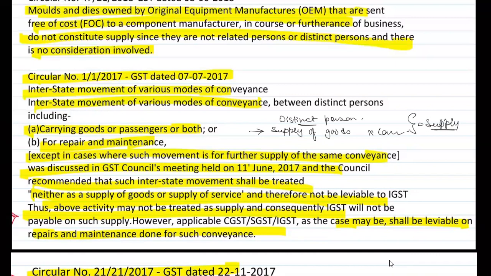Correct? And here what I am doing, I am sending a conveyance for carry of passenger goods or passenger repair and maintenance to one of my distinct persons. So people used to think, अरे जा तो रहा है तो टैक्स तो लगेगा. Correct. Because of this Schedule 1 entry, it has been brought out in the light. Otherwise simple है ना, अगर supply नहीं हो रहा तो क्यों? But people used to think, distinct person, okay, I'm sending something to my distinct person for no consideration. So definitely supply will be there. Okay.